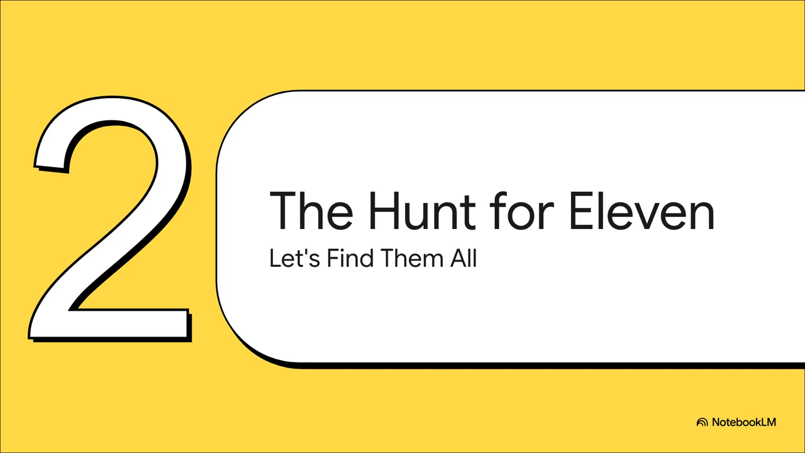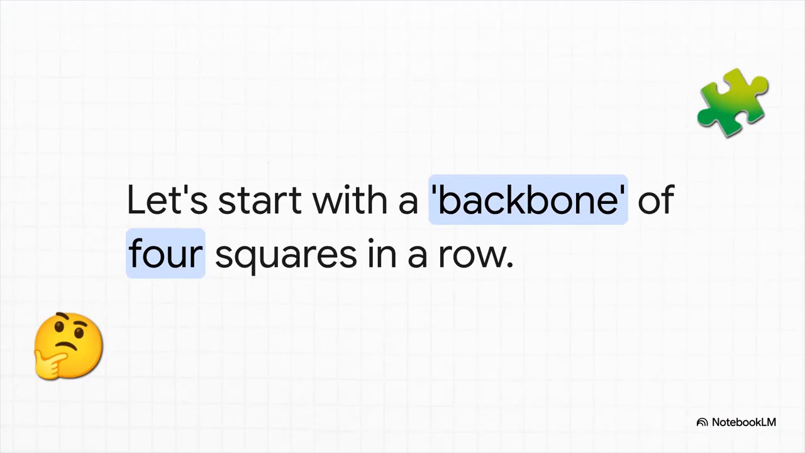All right, we've got our rules, so now the fun part begins, the hunt. We can actually start to figure these out just by trying a few different arrangements in a logical way. To do this right, we can't just guess randomly. We need a system. A great place to start is with what I like to call a backbone of 4 squares all in a straight line. Now all we have to do is figure out where the last 2 squares can go.